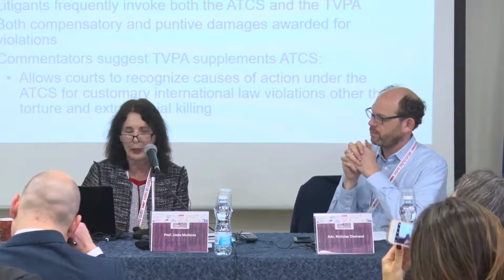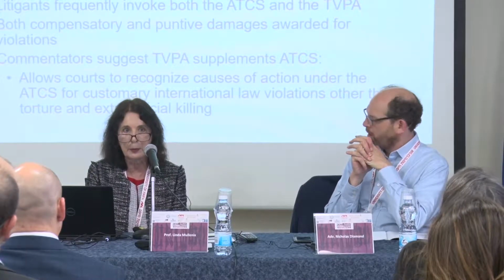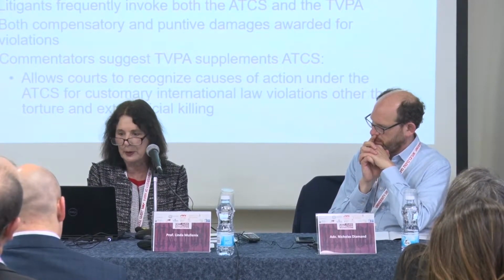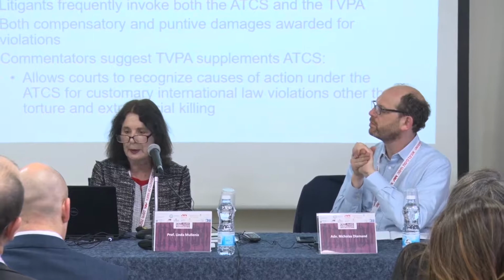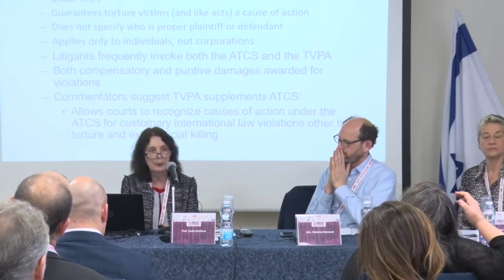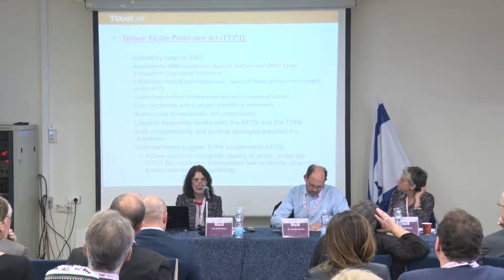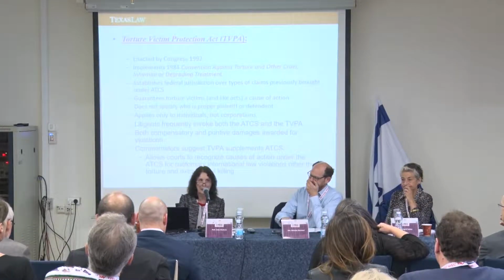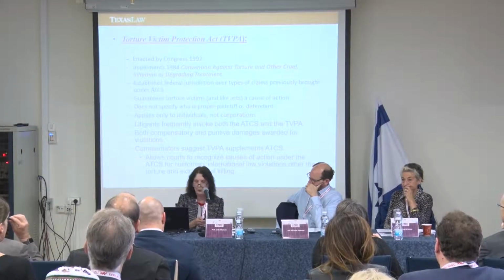All right, the other statute for bringing human rights class actions is the Torture Victims Protection Act. This is, again, much more recent. It was enacted by Congress in 1992. It implements this convention against torture, other cruel and inhumane or degrading treatment. It also established jurisdiction over the types of claims that were actionable under the Alien Torts Claim Act. It applied only to individuals and not to corporations. And again, this was going to be a much litigated issue in recent years. When plaintiffs bring human rights class actions in American courts, they typically bring them under both the Alien Torts Claims Statute and the Torture Victims Protection Act.